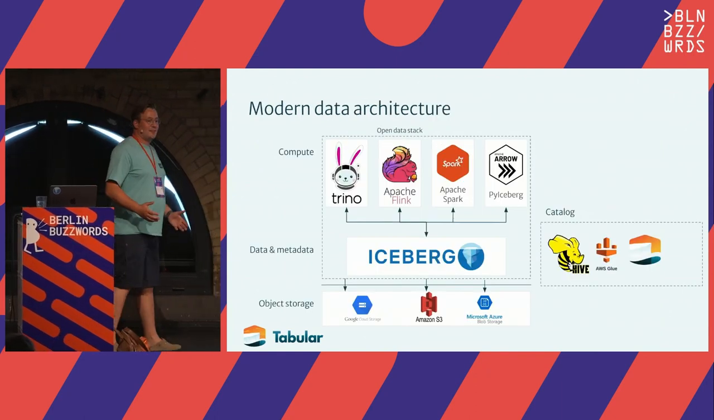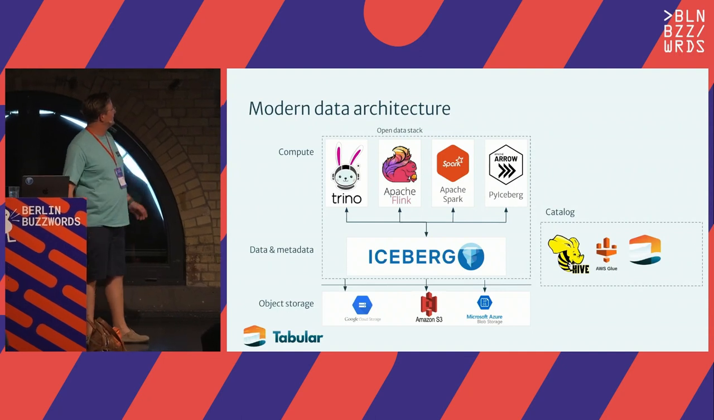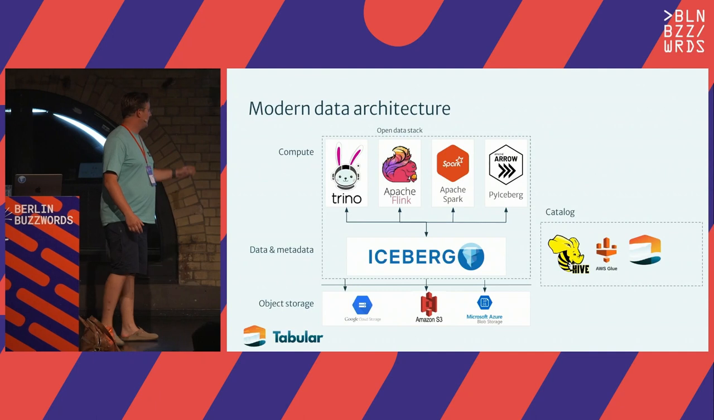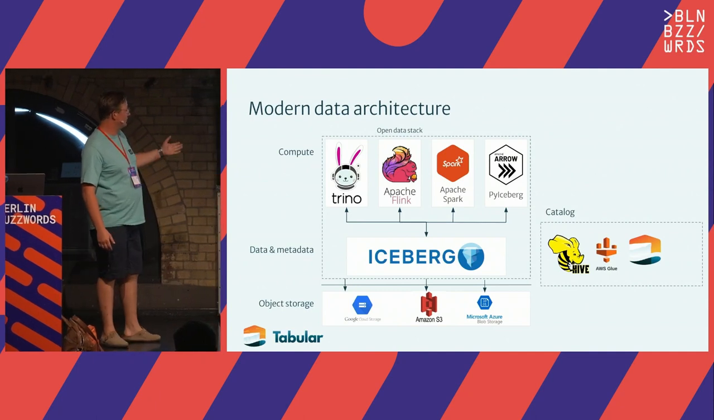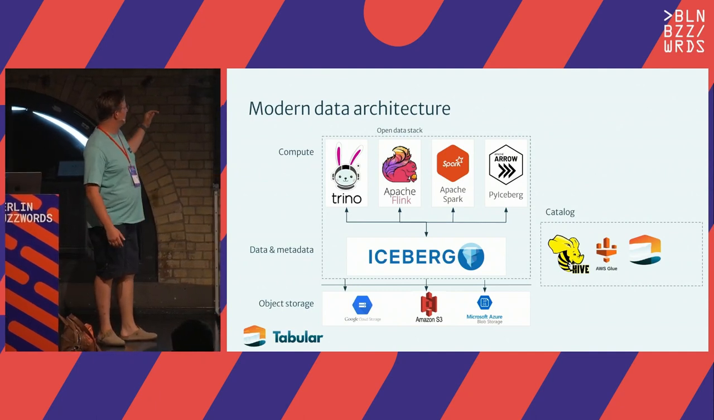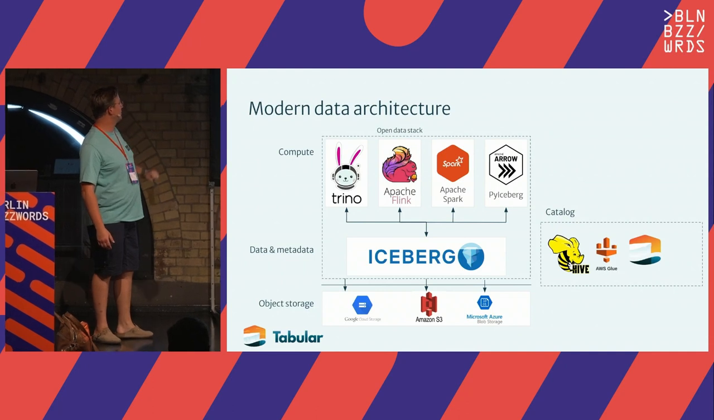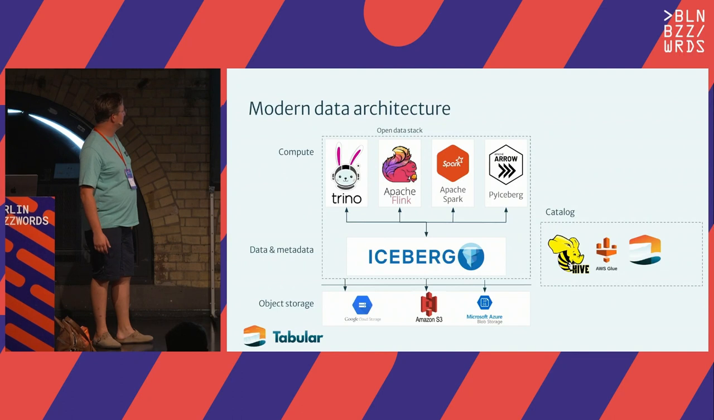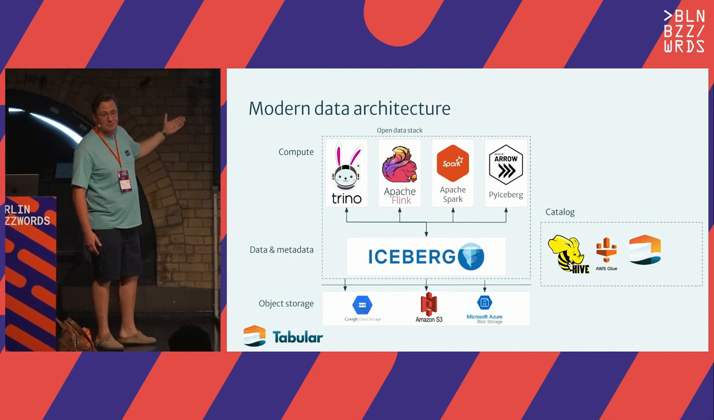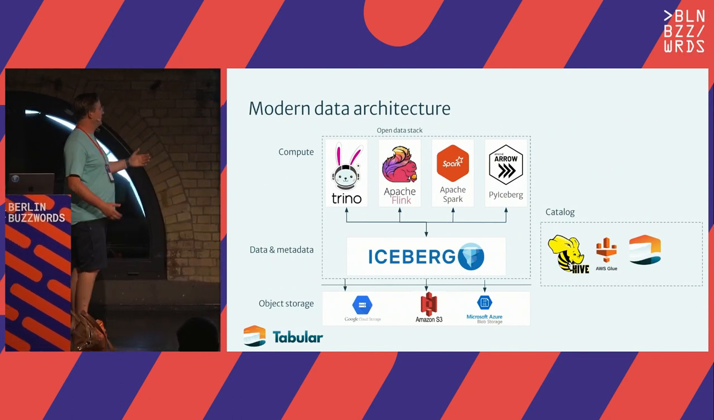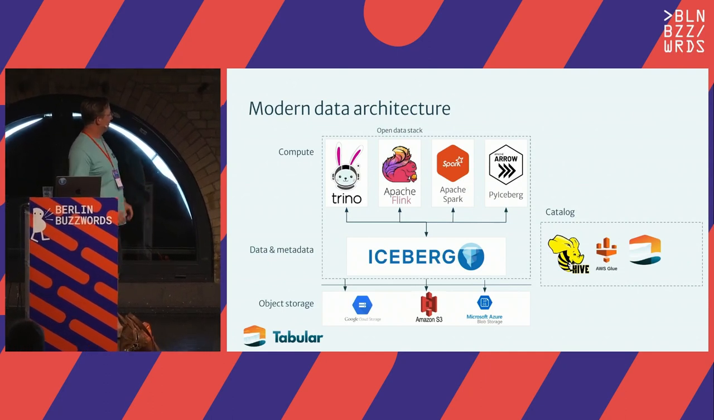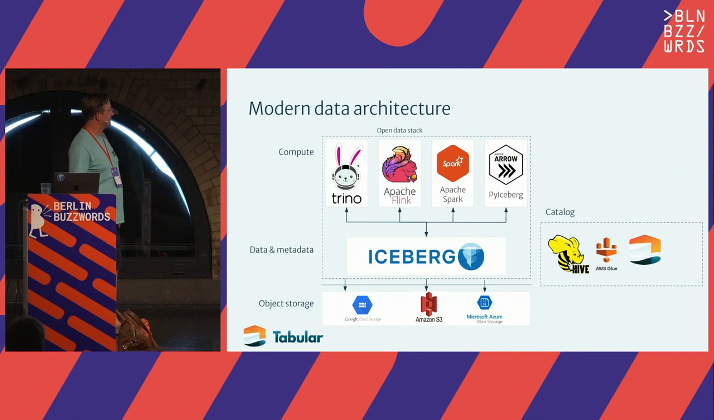Where does it fit in from the data architecture standpoint? It's a layer in between the storage and the actual compute. Below we see the object storage, but HDFS is also supported. We see Iceberg in between, living on top of the cloud storage. And on top of that, we have the compute engines. I had to mention Apache Flink here in Berlin, of course, but we have a wide range of query engines that can plug into the Iceberg data.